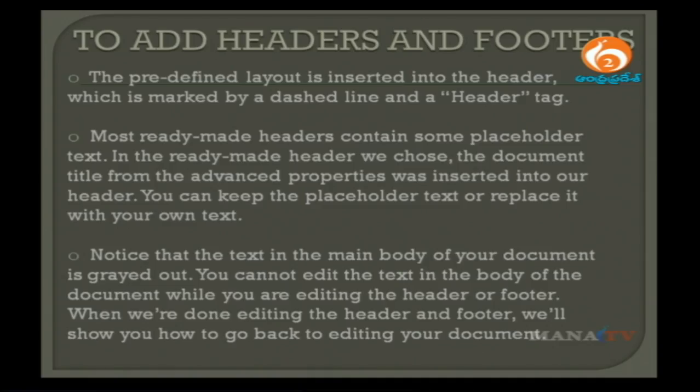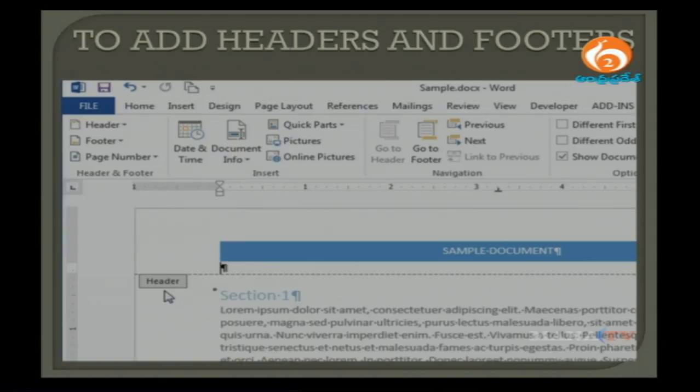So let us see the slide here. Notice that the text in the main body of your document is grayed out. You cannot edit the text in the body of the document while you are editing the header or footer. When we are done editing the header and footer, we'll show you how to go back to editing your document. So that's what I have said already. Now let us go to the next slide. This is a basic example of a header that I have mentioned here.